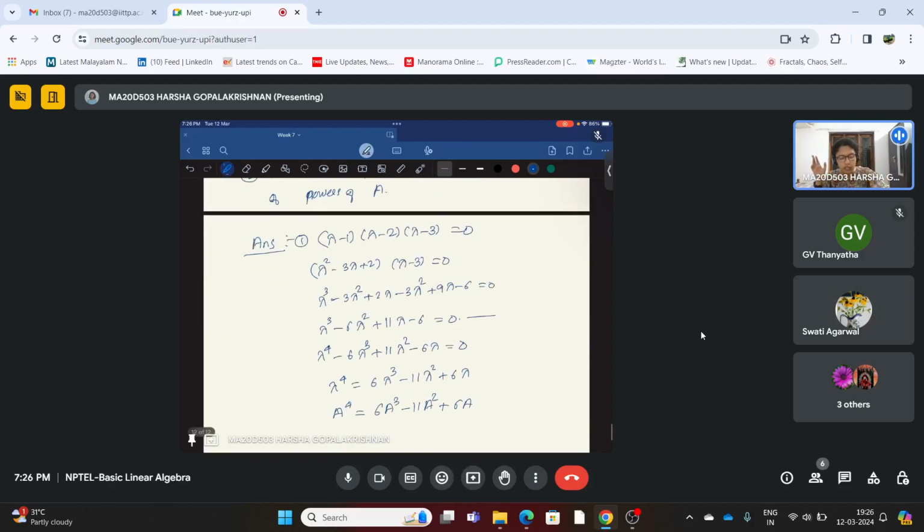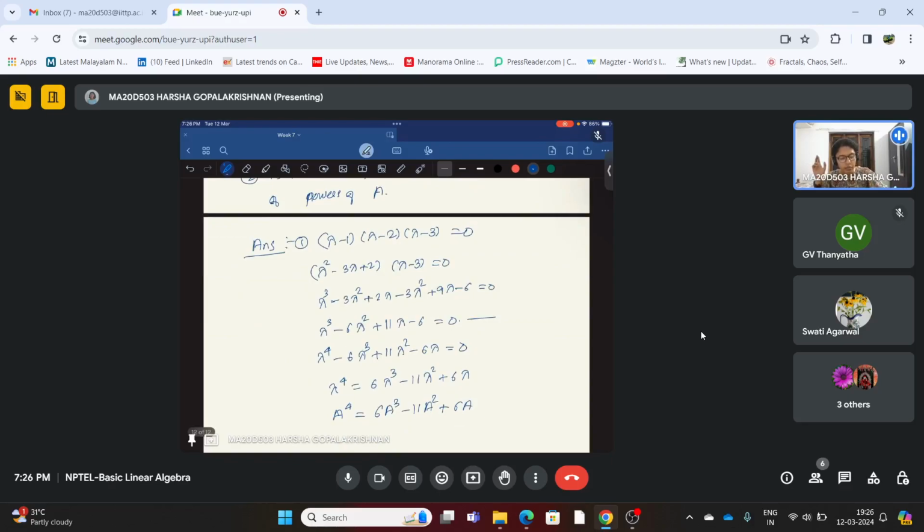So the question is how we can use any of the equations here. We have got so many equations here. Using any of the equations, can you find what A inverse is in terms of I, A, A square, like in powers of A? That's what they're asking. Are you getting it?